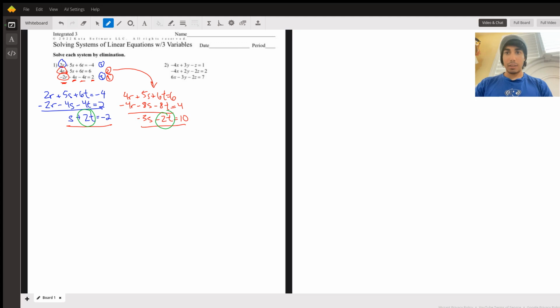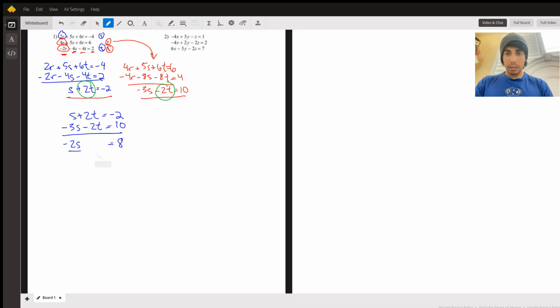All right, so I'm going to copy these equations down. I've got s plus 2t equals -2. I've got -3s minus 2t equals 10. Let's add those up. So I've got s minus 3s, -2s. 2t minus 2t cancels out. -2 plus 10 is going to be 8.